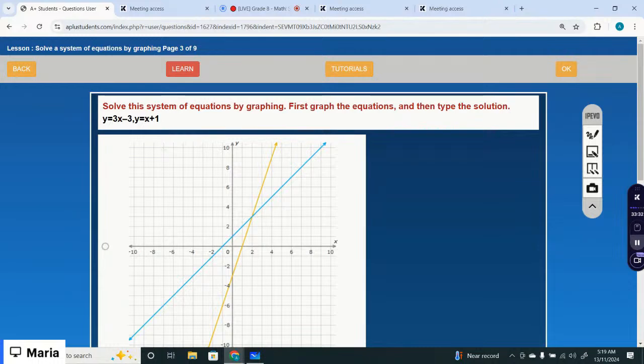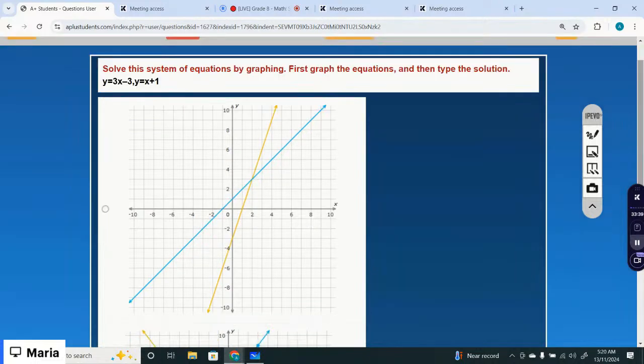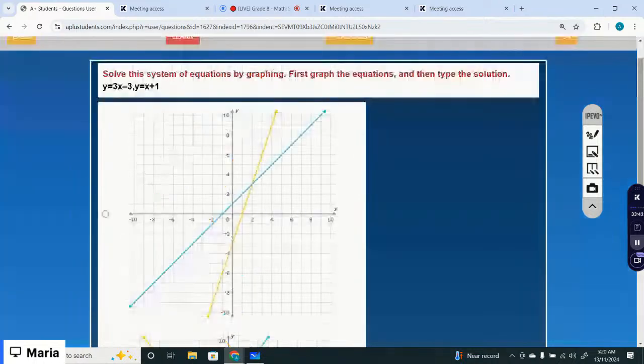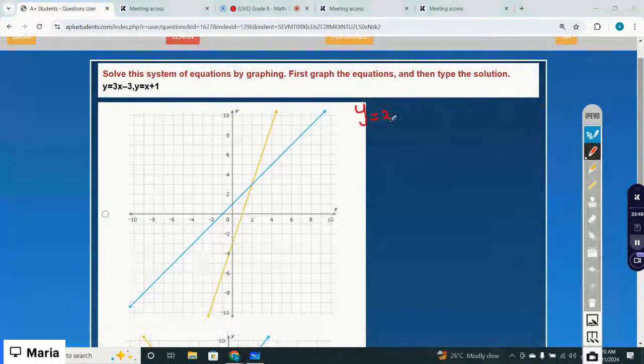Solve the system of equations by graphing y equals negative 3x minus 3 and y equals x plus 1. Okay, let's start. So the first equation is y equals negative 3x minus 3 and y equals x plus 1. So the slope is negative 3 by 1 and the y-intercept is 0, negative 3, right? This is the 0, negative 3. You need to move down 3 points and right 1 point.